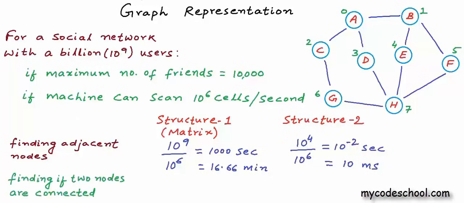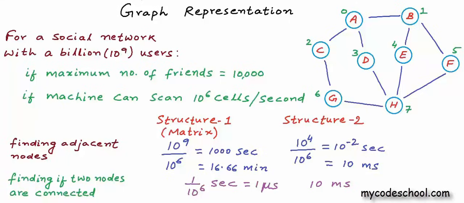Now let's try to deduce the cost for the second operation, finding if two nodes are connected or not. In case of adjacency matrix, we would know exactly what cell to read. We would know the memory location of that specific cell, and reading that one cell would cost us 1 upon 10 to the power 6 seconds, which is 1 microsecond. In the second structure, we would not know the exact cell. We will have to scan a row. So once again, maximum time taken would be 10 milliseconds, just like finding adjacent nodes.